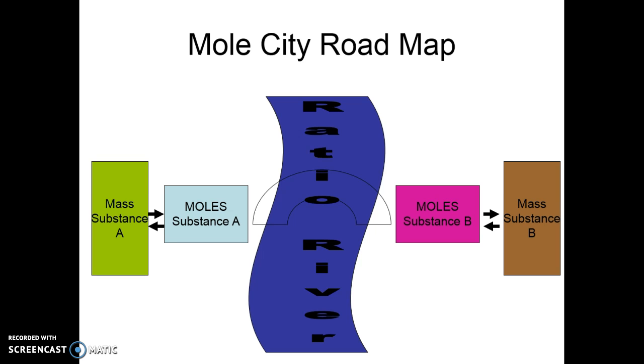Then we added in the mass-mass problems, and in order to convert from mass of one substance to mass of another substance, you had to first convert from mass to moles, then use the mole-mole ratio to get moles of the second substance, and then convert from moles back into mass. This had to be done because, remember, each unique substance has its own gram formula mass.